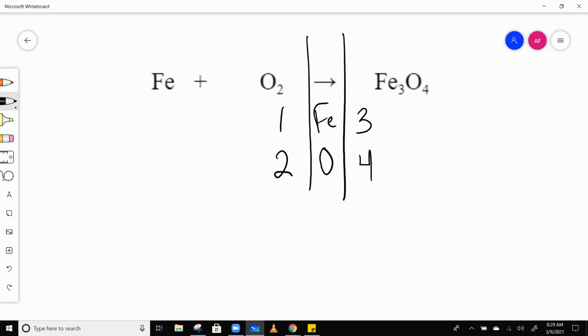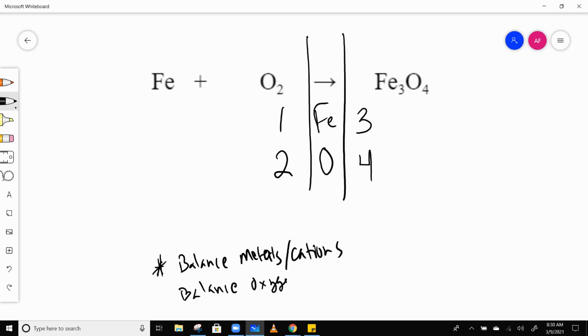Okay. So one of the little tips is to balance metals plus cations first. So if you have whatever's in the front, it's usually you want to balance those first, and balance oxygen and hydrogen last.